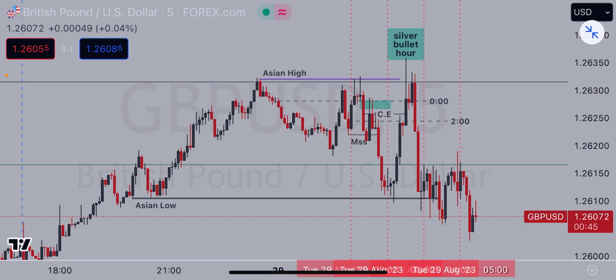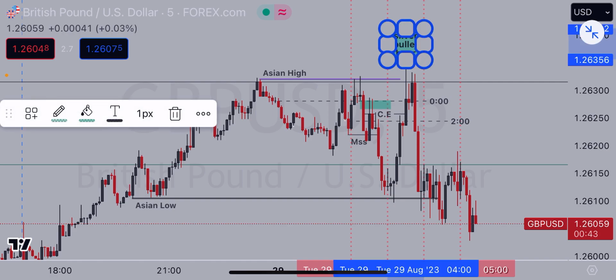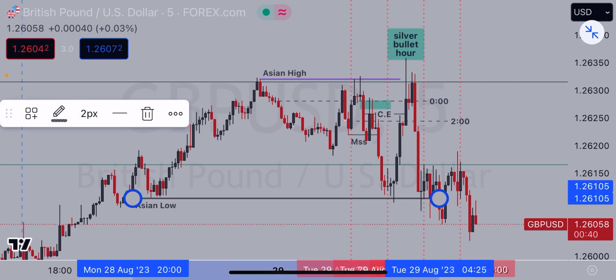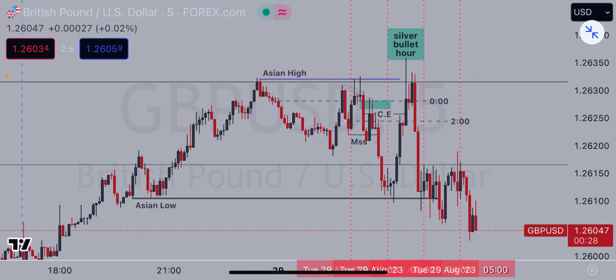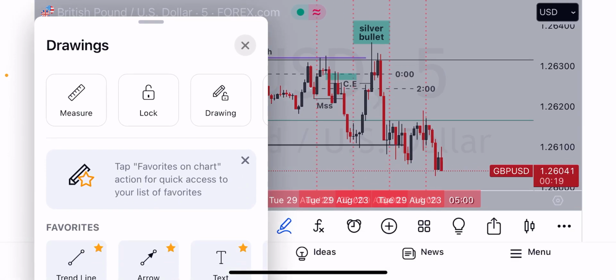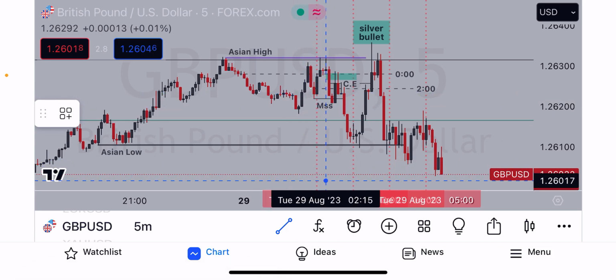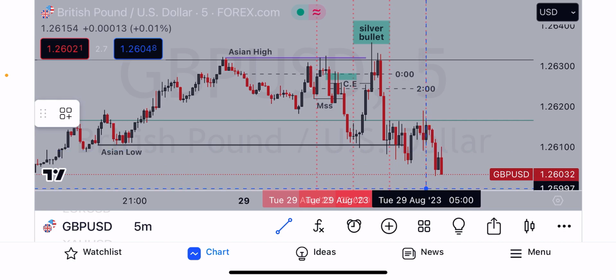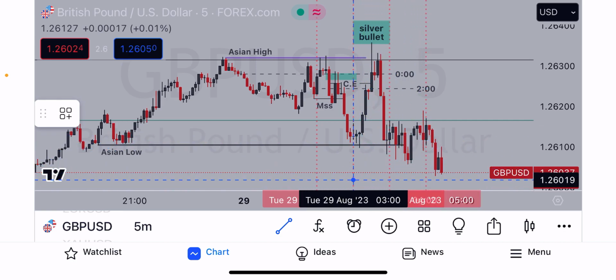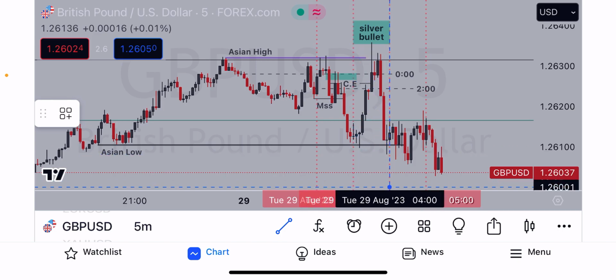But if we arrive at the silver bullet hour after achieving the objective, which is to take out the Asian low, then you can get a retracement entry to now target the high. But it depends on the sentiment. I don't want to dwell too much on that, but this was the London Open kill zone, which starts at 2 to 5 a.m. That is why I have those vertical lines here. This is 2 to 5 a.m. Look at the time down here, and then this is 3 to 4. That's my silver bullet hour.